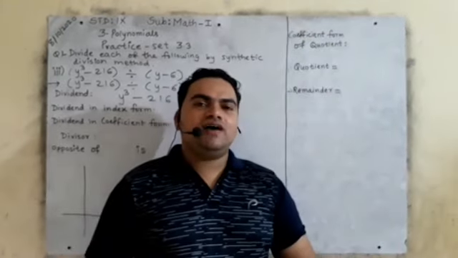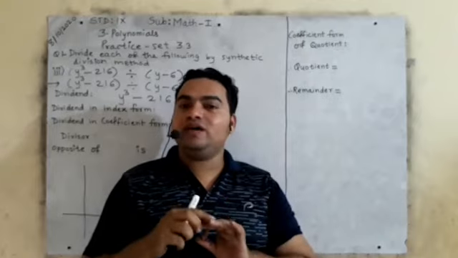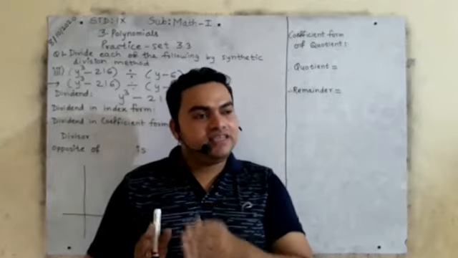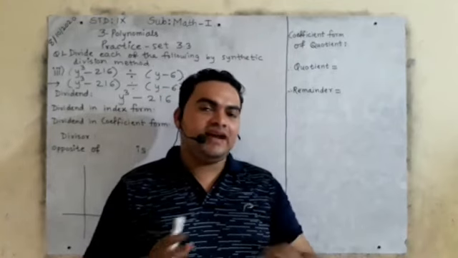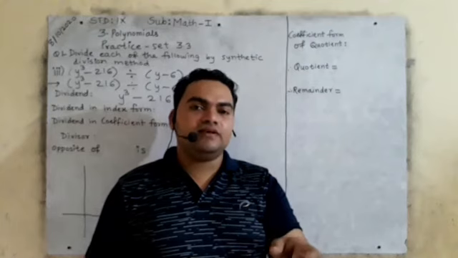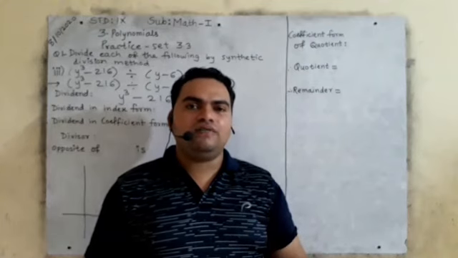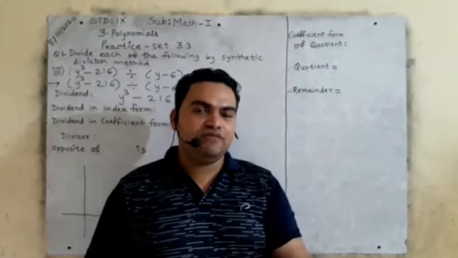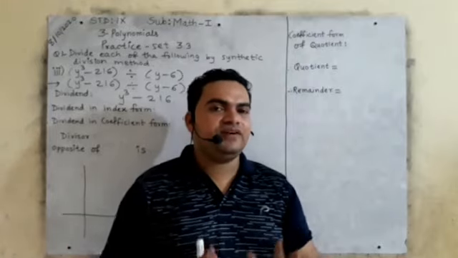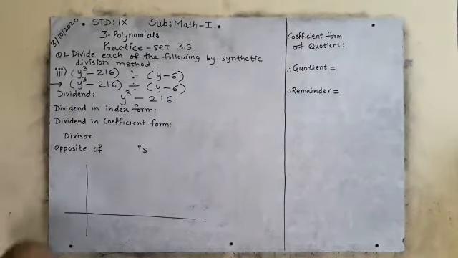So dear students, now we will see the third sum. The second one is very easy. Write the dividend as it is if it is in index form. If it is not in index form, write the missing terms with 0 and solve. It is very easy. I have given you 2 examples. Now I will directly solve question number 3 because it is different. So look at the board.